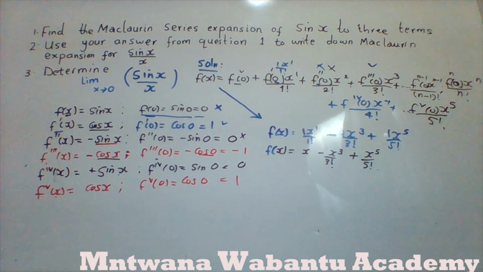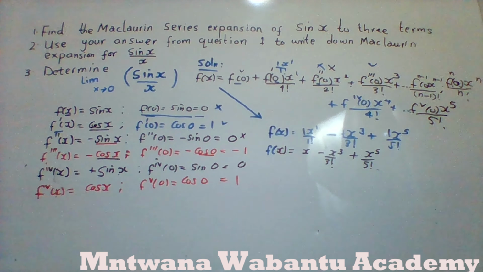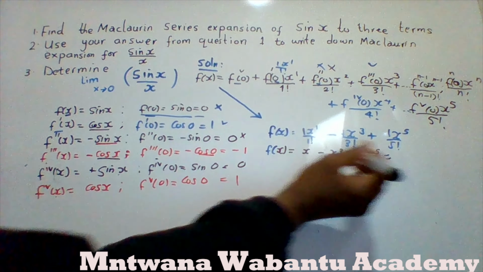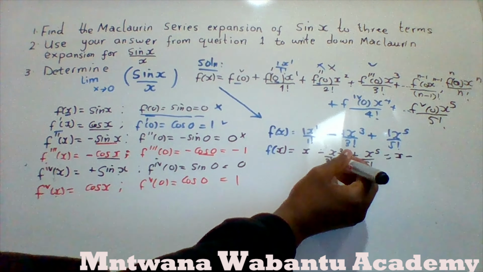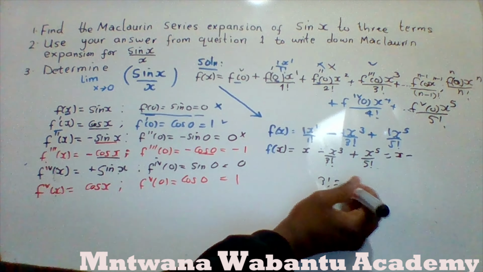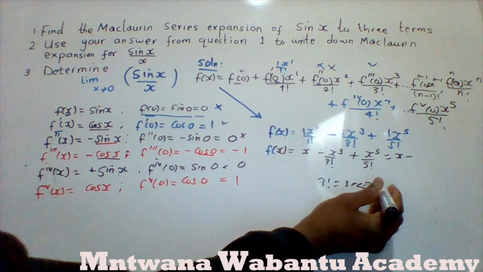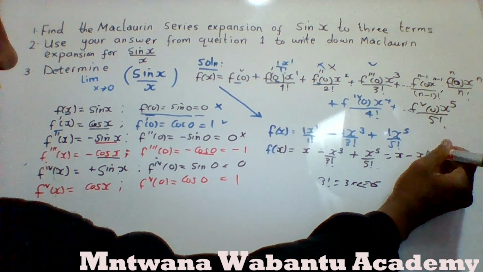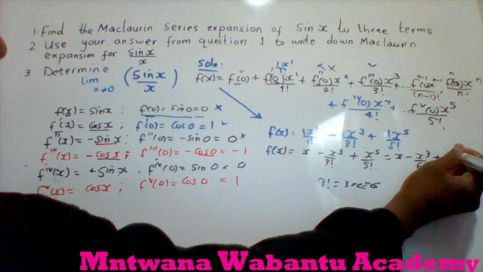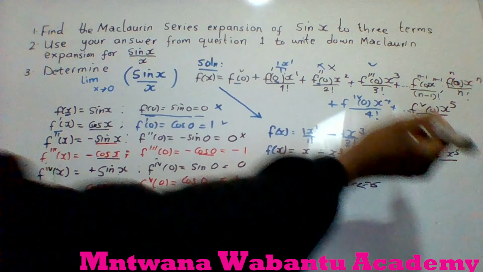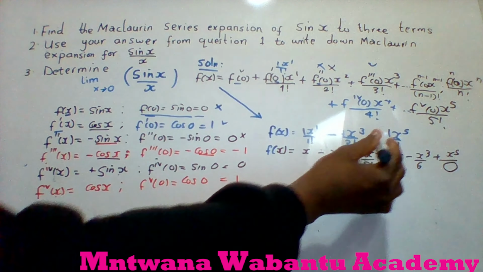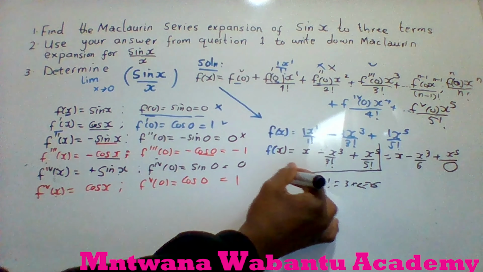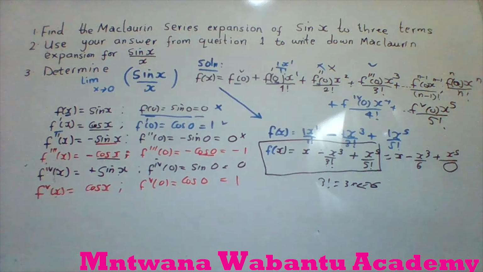Now the next step here, somebody could simplify further if you want. You could say this equal to x minus negative 1 over 3 factorial. 3 factorial is 3 times 2, but you can plug it in the calculator, equal to 6. So x cubed over 6 plus x power 5 over 5 factorial, which is 5 times 4 times 3 times 2 times 1. And then you write your answer here. But you can leave it the way it is like this and you get your mark. Now we go for the next one.